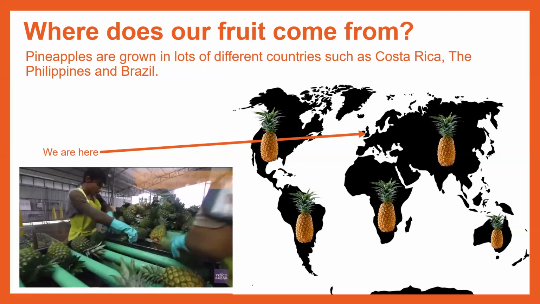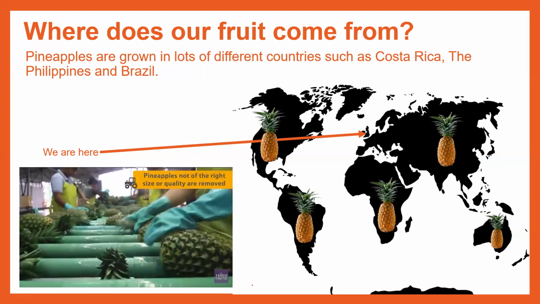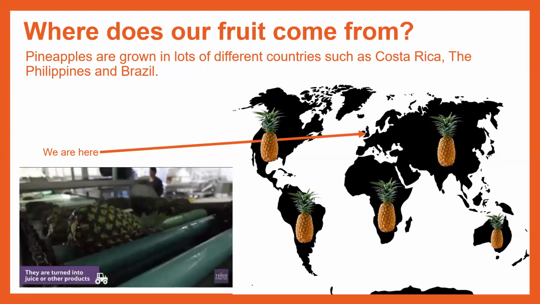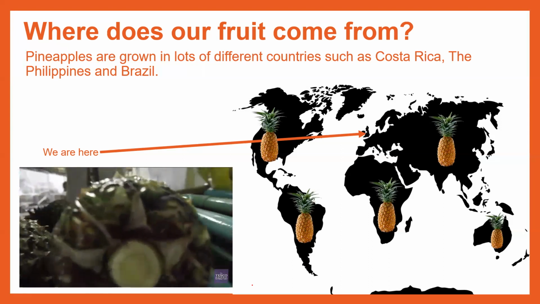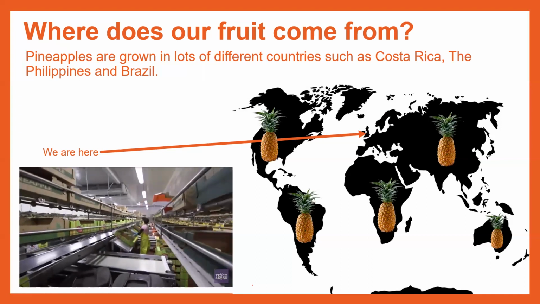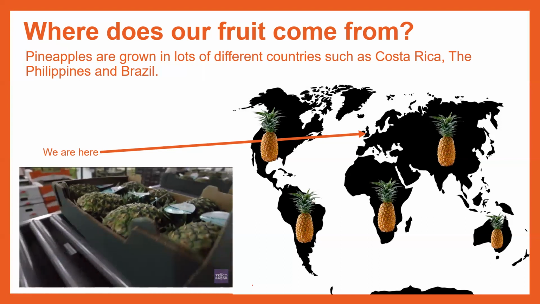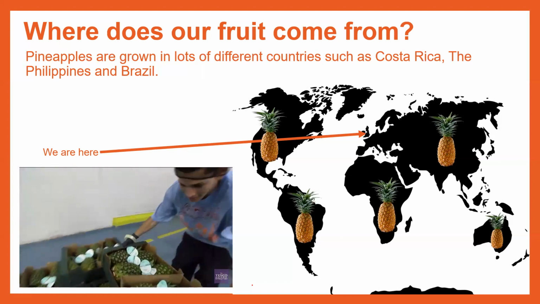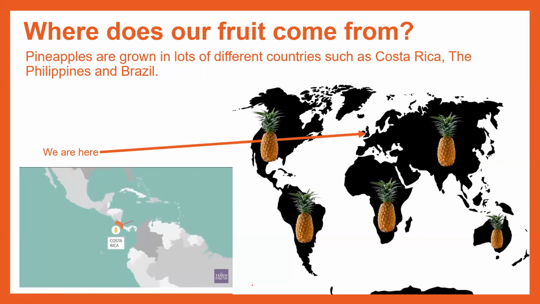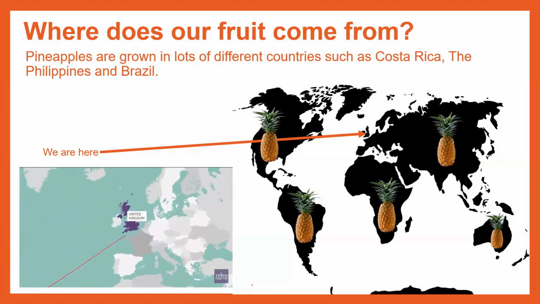Next, any pineapples which are not of the right size or quality are removed. They are taken away to be turned into juice or other pineapple products. The pineapples that are the perfect size and shape are packed into boxes according to size. They are then ready for their long journey to the UK. The ship travels from Limon in Costa Rica to Portsmouth in the UK.